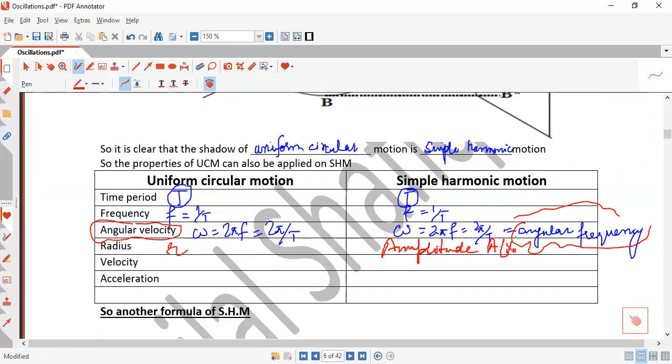A or x naught, right? And if the velocity v is equal to r omega here, then the velocity is a omega here. And if the acceleration is r omega square here, then the acceleration is x naught omega square or a omega square. But there will be a what sign? A negative sign. So that's the difference.